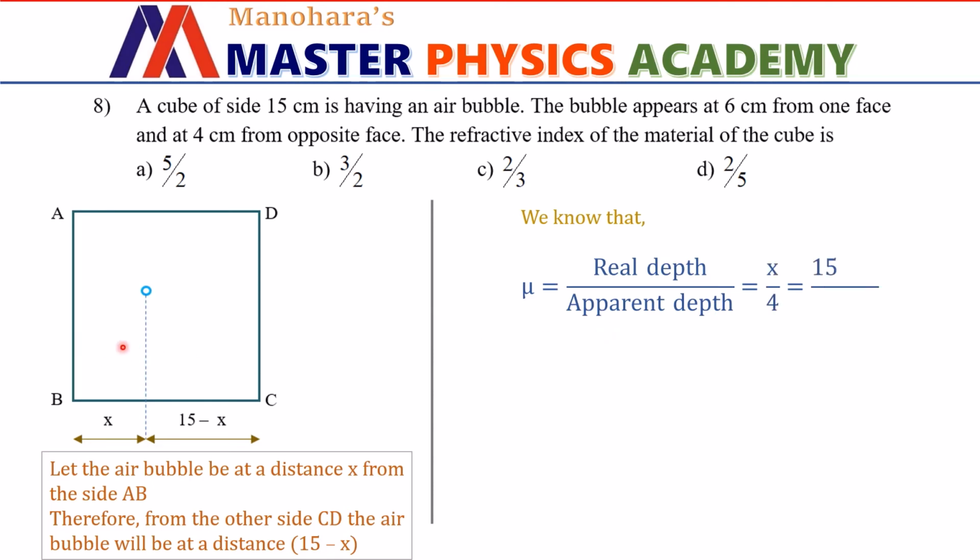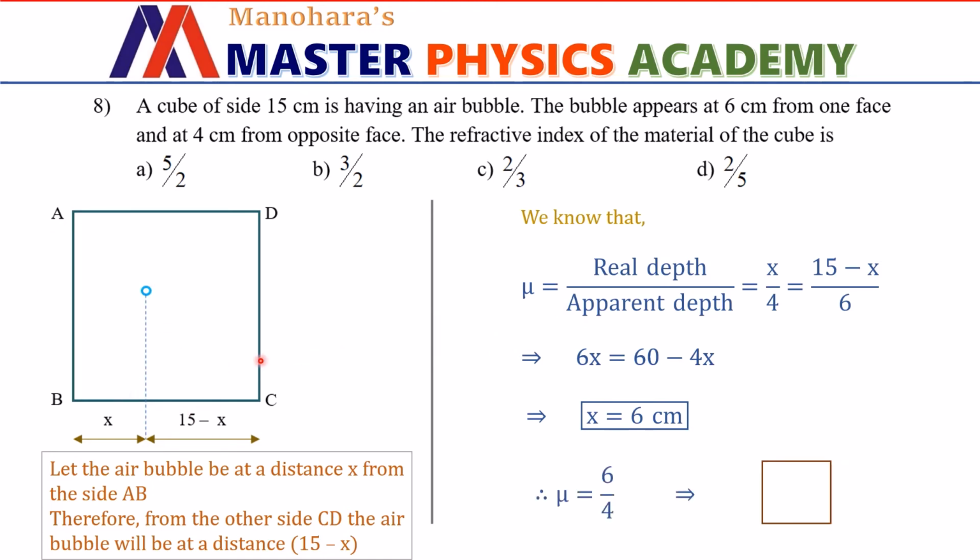From one side, the real depth is x and the apparent depth is 4. From the other side, the real depth is 15 minus x and the apparent depth is 6. Using these two, we can write the expression for x, that is 6x is equal to 60 minus 4x. Solving for x, we found x value to be equal to 6 centimeter. Now, this x value can be used in this equation, and refractive index of the material of this cube can be found out, which is going to be 3 by 2. Option B is the right choice.